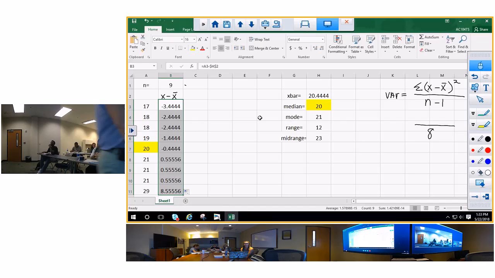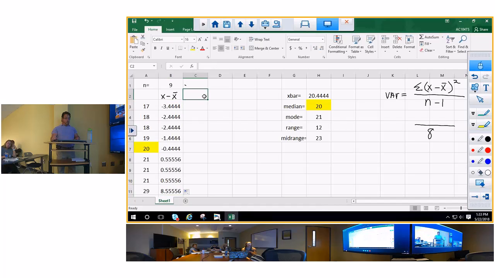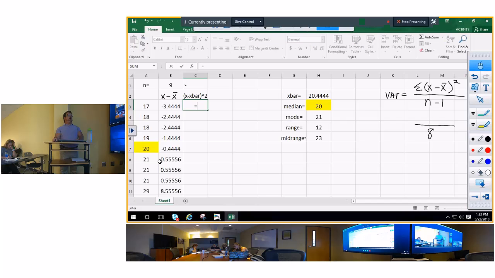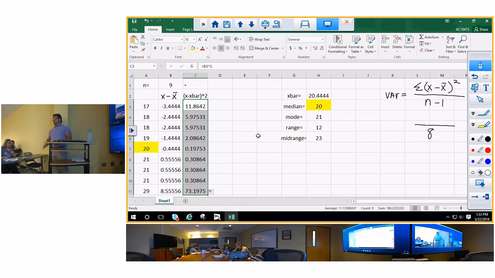Okay, now, what does the formula say to do next? Square. So I'm going to call this column x minus x bar quantity what? Squared. So I'm going to take this guy right here, and I'm going to raise it to the second power. Check your numbers. Do the first one, the 20 and the 29, and see if you got the same numbers I got. Or do the whole thing if you can write fast. But if it takes you like 5 minutes to write 6 digits, then you might not want to try to do the whole thing. Just do the first, middle, and last number.